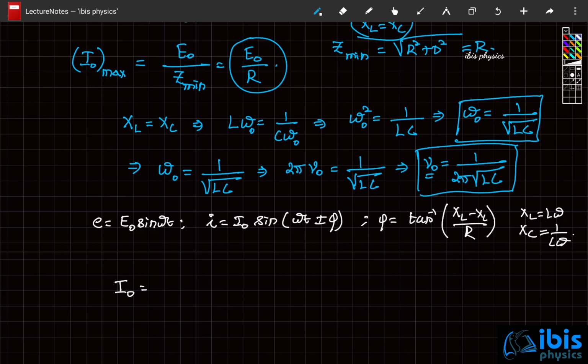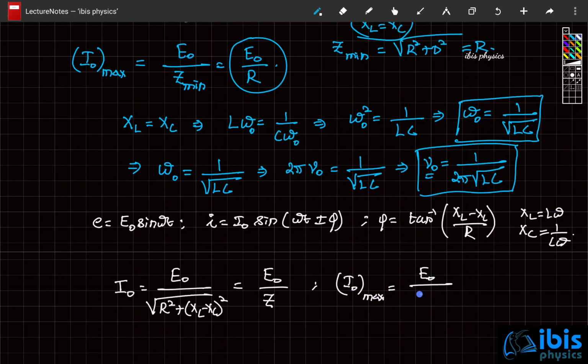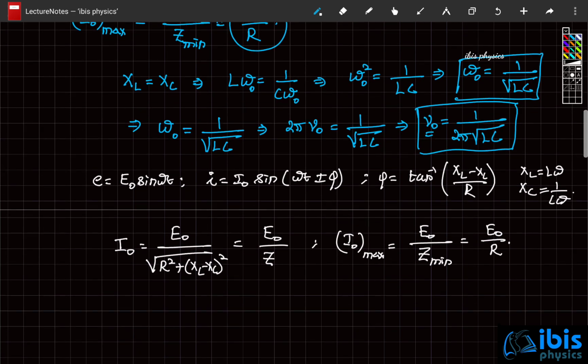Suppose you want to find the maximum current in the circuit: it equals maximum voltage divided by root over R square plus (XL minus XC) the whole square, where this portion is called impedance. So E naught by Z. What is the maximum possible current in the LCR circuit? It is E naught by Z minimum, the minimum impedance. The minimum impedance offered by the LCR circuit will be equal to R. And we will discuss the voltages measured in the subsequent video.